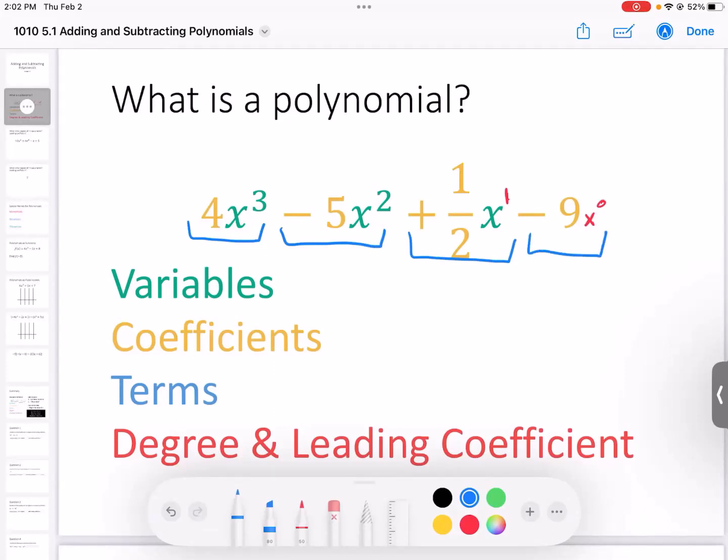The way that we describe an entire polynomial, to tell what type of polynomial it is, is we look at the degree, which is the largest exponent in the polynomial. In this case, this polynomial would have degree 3 because the x cubed is the largest exponent in there. And then the leading coefficient is the coefficient that's multiplied by the variable to that largest exponent. So in this polynomial, the leading coefficient would be the number 4. Do you guys have any questions on that vocabulary? Okay, let's practice it really quick.